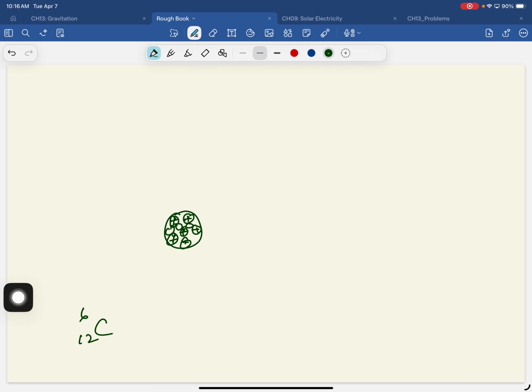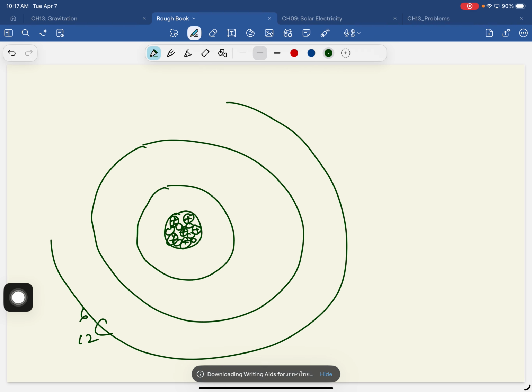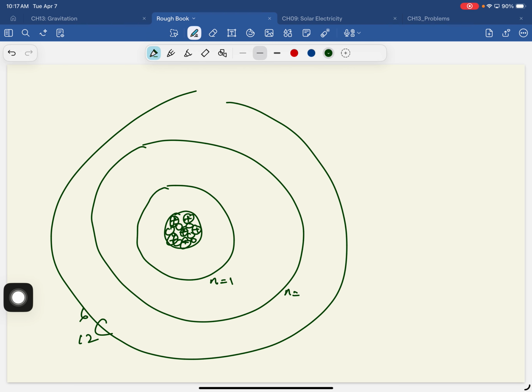This has only one S sublevel. This has two S sublevels and two P sublevels. Okay, so this guy can hold 2 electrons. Okay, how many more electrons do you need to put? 4, and that has to go in the next higher energy level.